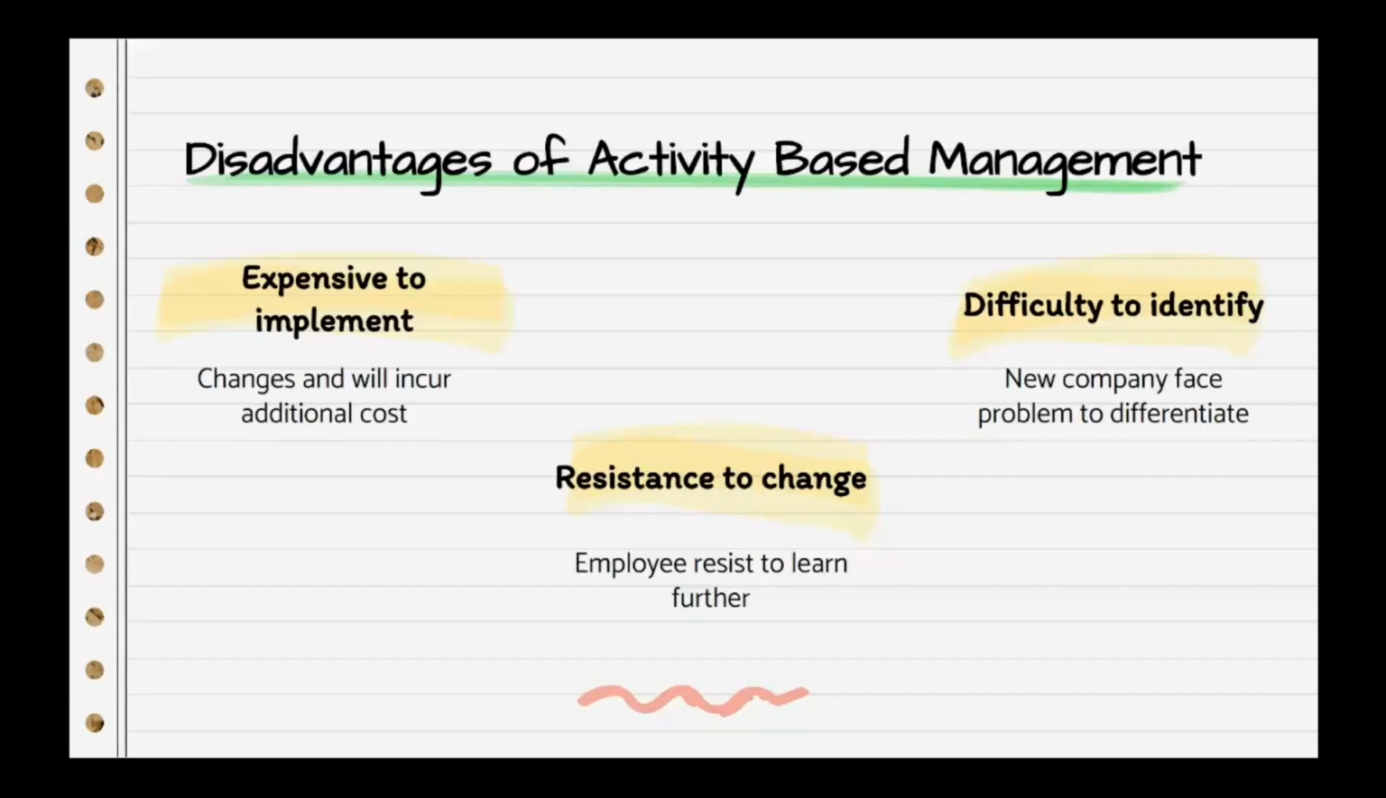And then it is very difficult to pinpoint which activities are non-value added. This applies to a new company that is going to implement ABM, which will have a problem differentiating whether the activities are non-value added or value added activities. Therefore, the management will spend more time implementing activity-based management.